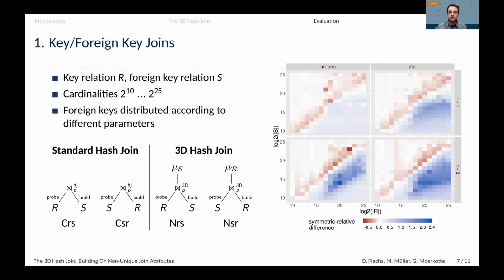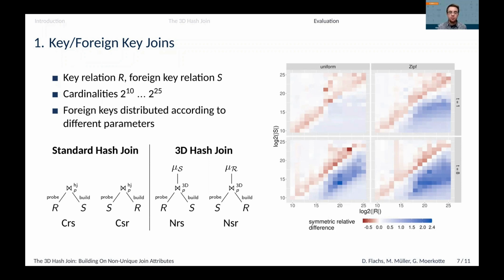In the first experiment, we measured the runtime of different execution plans for a single key foreign key join between a key relation R and a foreign key relation S on integer attributes. We varied the cardinalities of both relations between about 1,000 and 33 million tuples. The foreign keys were generated uniformly or with skew according to a standard Zipf distribution. Also, we varied the number of duplicate foreign keys using a parameter called T. The higher T, the more duplicates in the foreign key column. A more detailed description of the data generation can be found in the paper.